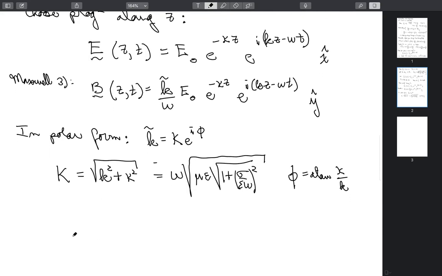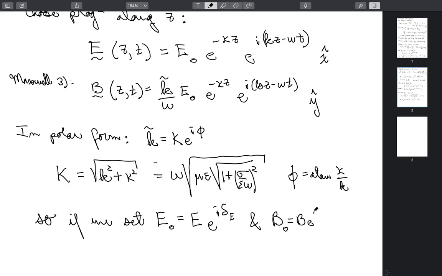Right? So if I just look at the phases between these things, if we set the original phase of E0 to be some value, e to the i phase delta E, and we do the same with the B0 that we had here, which is this thing here, we just get that the phase difference between the two is equal to this angle here that's set by the K twiddle.